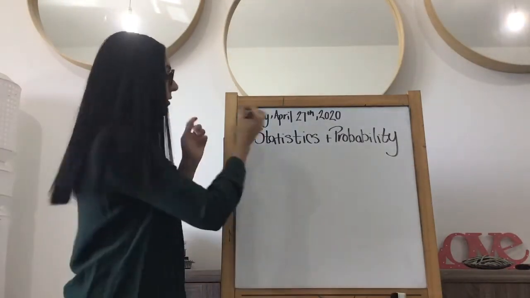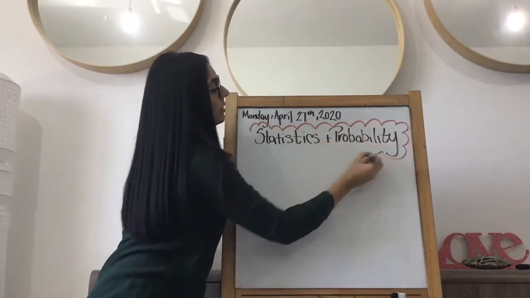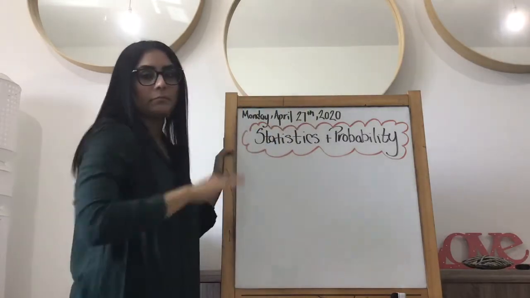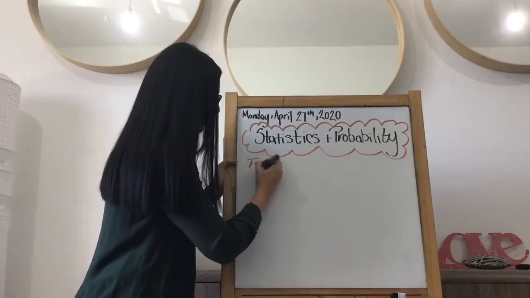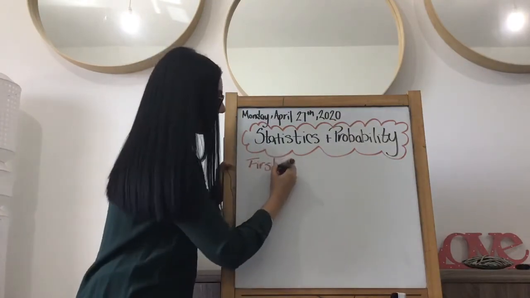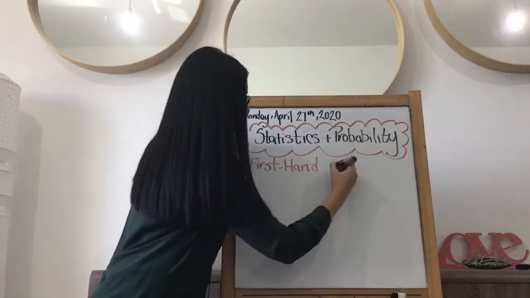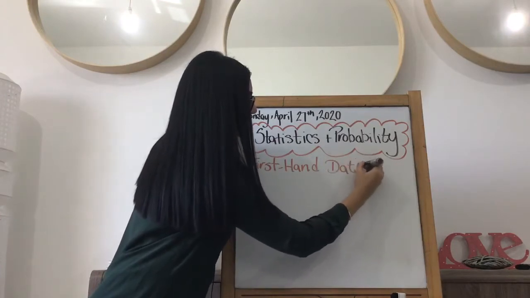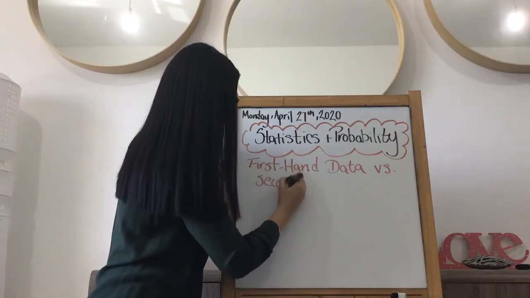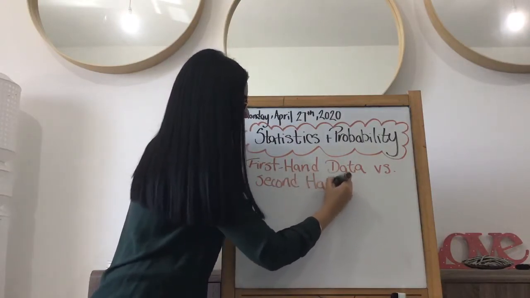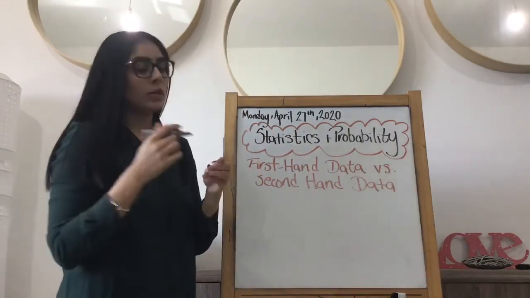So today's topic, and we're going to have two titles today. That's the unit title, that's the big one. Just circle it, maybe underline it. Today's lesson is going to be talking about first-hand data versus second-hand data. That's our title. So that is basically the new introduction unit title.